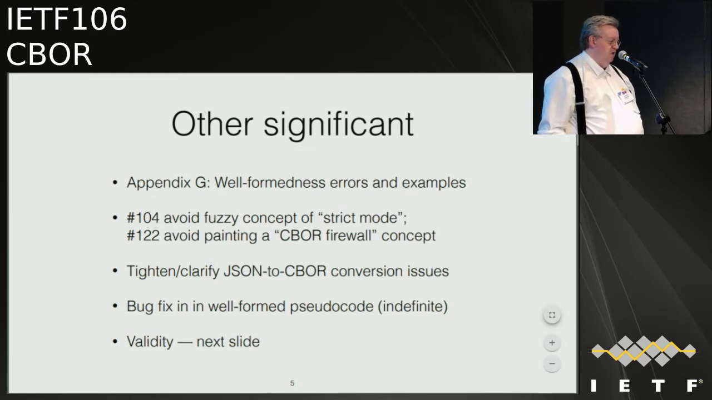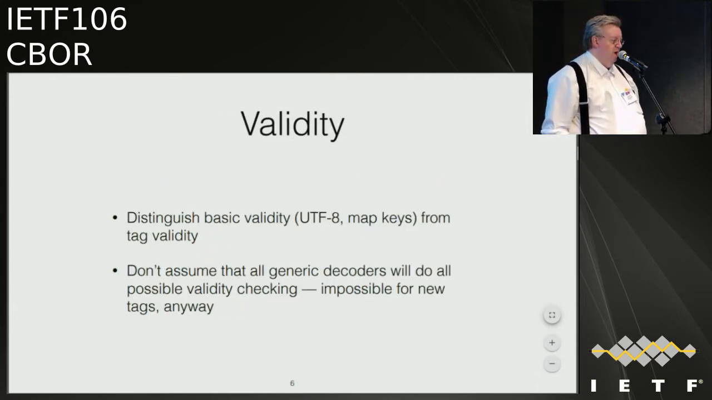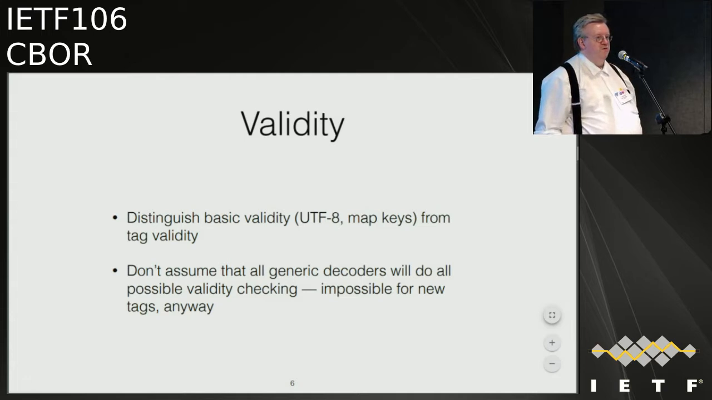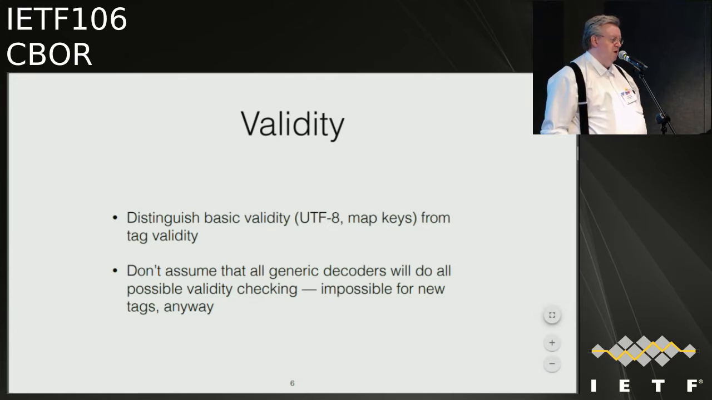As I said, we fixed a bug in the appendix with a pseudocode for detecting well-formedness, and we worked on validity. There we now have the validity in the basic generic data model, which is exactly two things: correct UTF-8 syntax and non-duplication of map keys. And then we have tag validity.